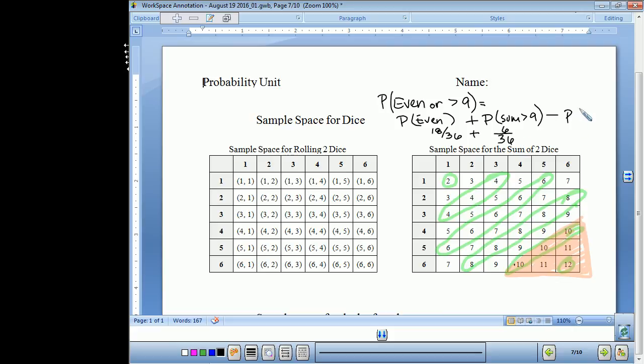Minus the probability that it's even and greater than 9. How many are even and greater than 9? Oh, that's the ones that are doubled up right now. So this one, this one, this one, and this one. Minus 4 out of 36. Okay, so that's 24 minus 4, which is 20 out of 36, or 5 ninths.